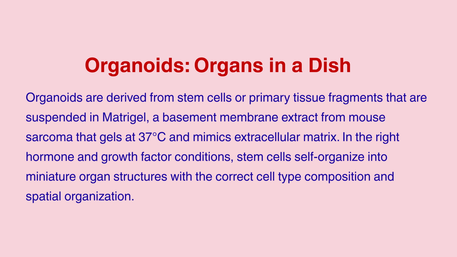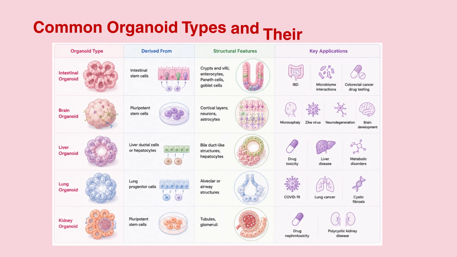Organoids. Organs in a dish. Organoids are derived from stem cells or primary tissue fragments that are suspended in matrigel, a basement membrane extract from mouse sarcoma that gels at 37 degrees Celsius and mimics extracellular matrix. In the right hormone and growth factor conditions, stem cells self-organize into miniature organ structures with the correct cell type composition and spatial organization. Now let's take a look at some of the most widely used types of organoids and where they are applied in research.